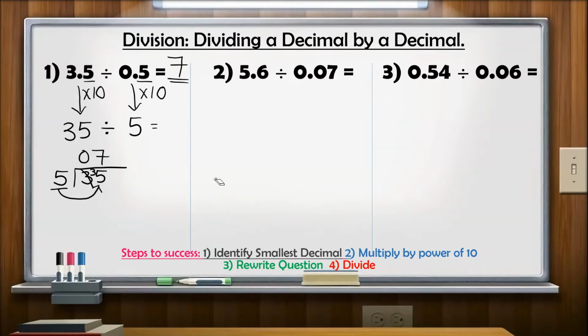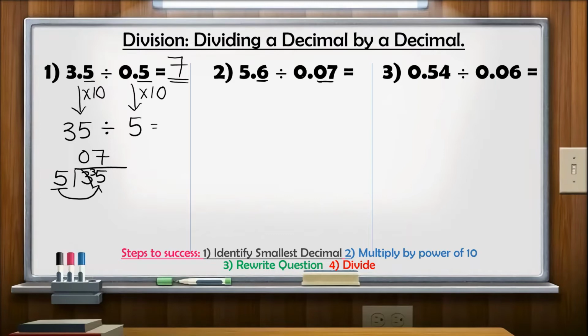Example 2, 5.6 divided by 0.07. I'm going to use the same steps to success to get to my final answer. So I'm going to identify the smaller decimal. Now with 5.6, I can see my decimal goes to the tens column. And with 0.07, I can see that my decimal goes to the hundredths column. So out of the two, I know that 0.07 is the smaller decimal.